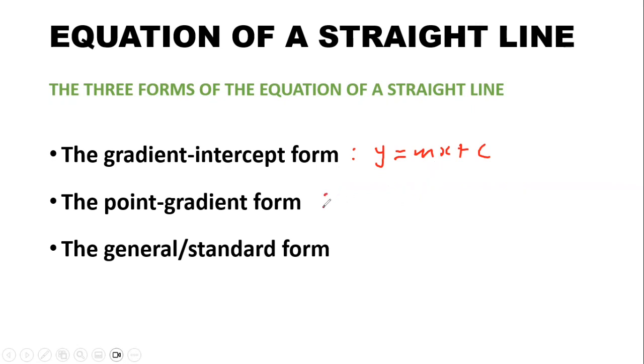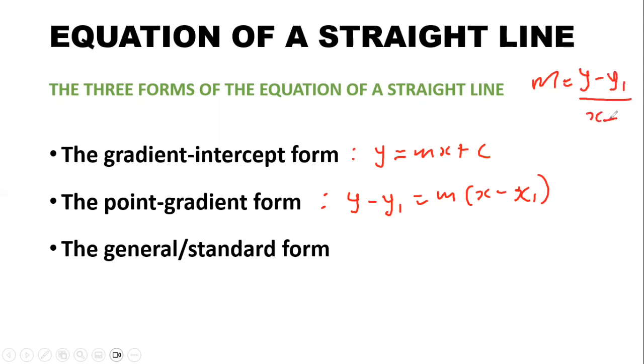Also, we have the point gradient form, which is in the form y minus y1 equal to m into brackets x minus x1. This is obtained from the formula for finding the gradient of a line, which is given by m equal to y minus y1 all over x minus x1. So if we multiply both sides by the denominator, which is x minus x1, we obtain an equation like this.